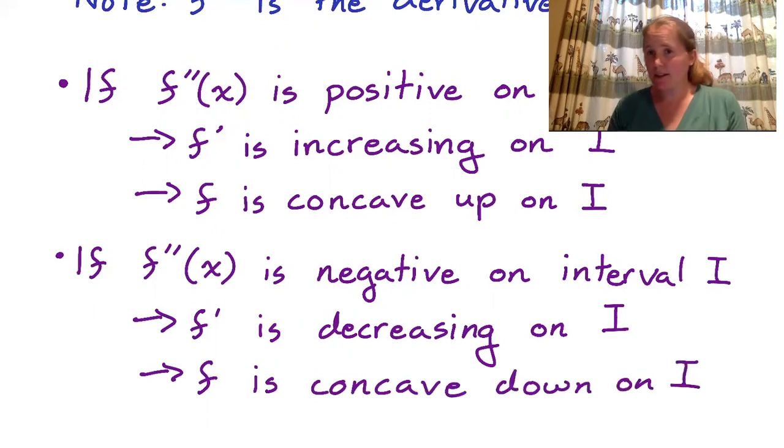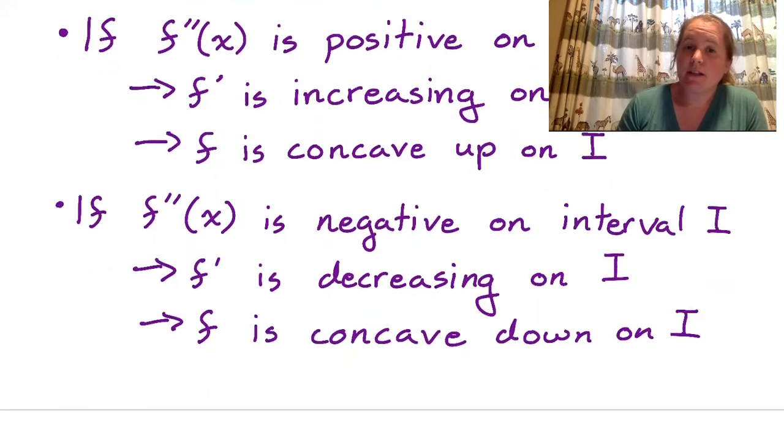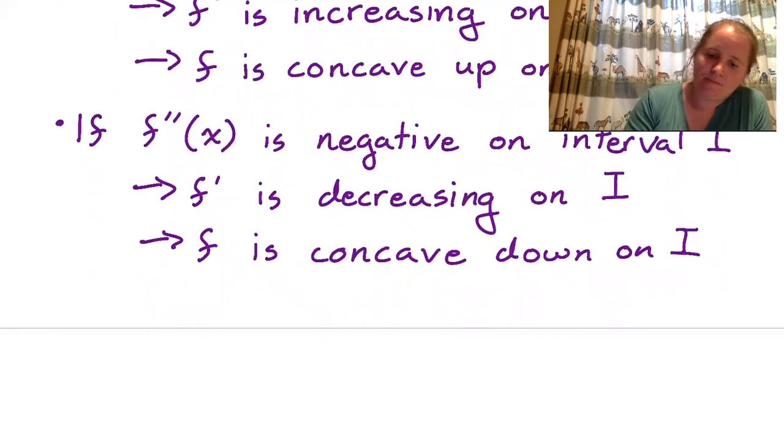So if we want to check concavity, we don't have to look at f prime and then study what it looks like. We can instead just take the second derivative. Just a little trick that I like to use.